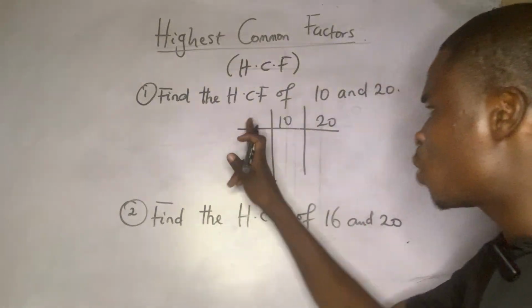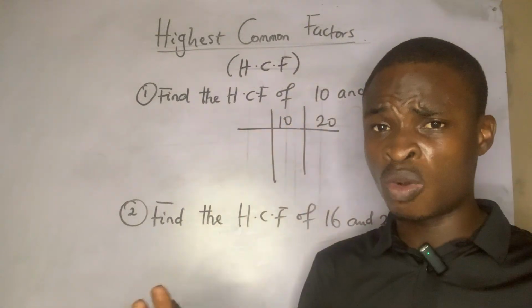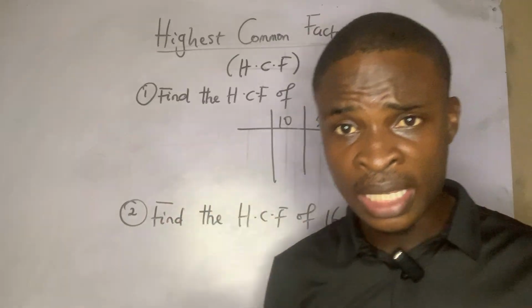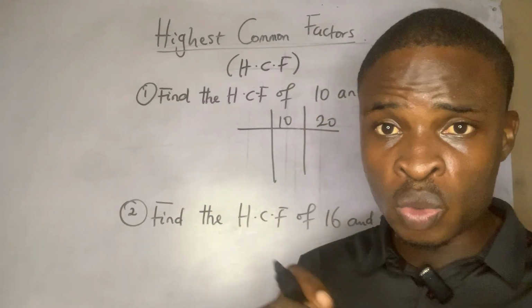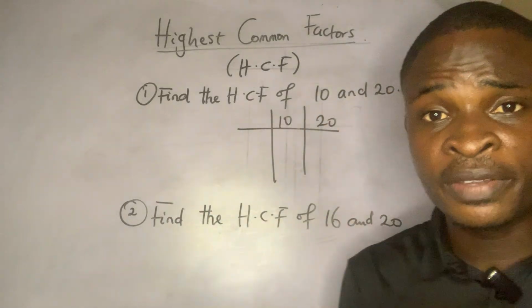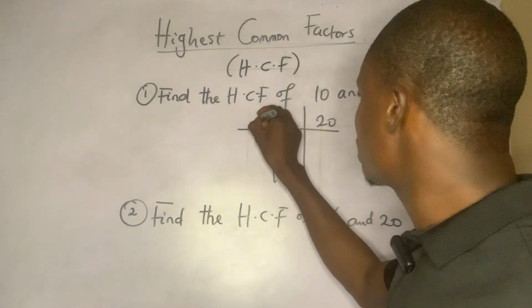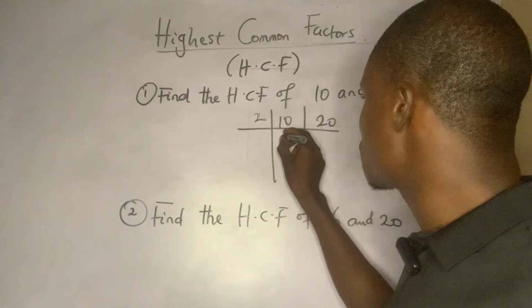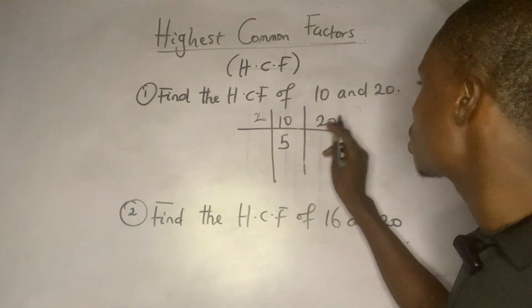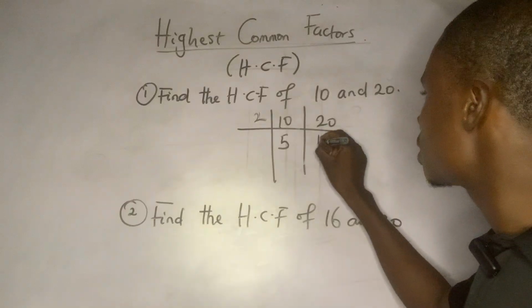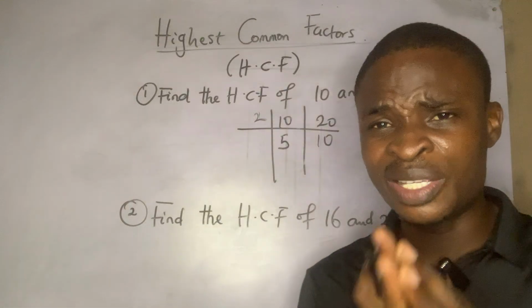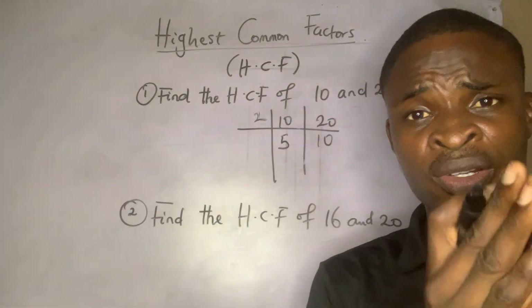For HCF, is there any number that can divide the two of them at once without remainder? Yes. I will start with 2. 2 can divide the two of them without any remainder. So 2 in 10 is 5, and 2 in 20 is 10. Is there still any number that I can use to divide the two of them without remainder?